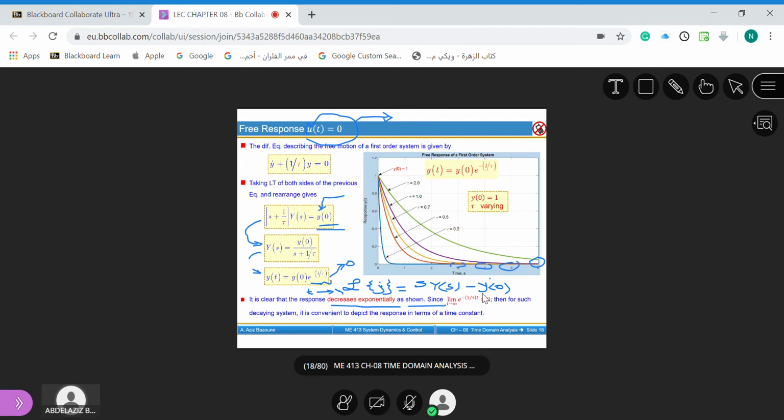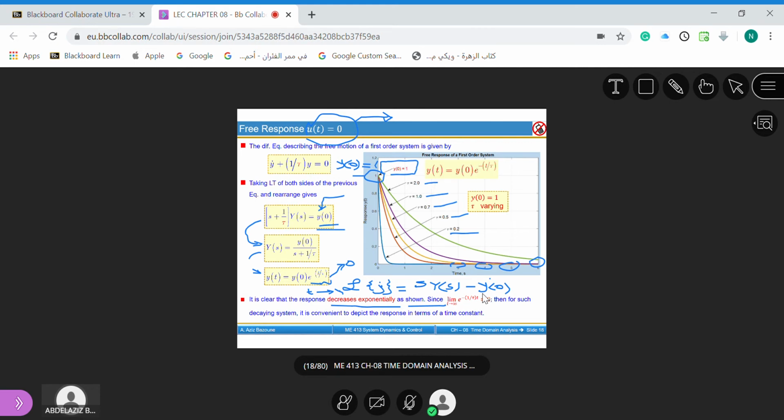Here, Shabab, we have changed the values of tau. We put the initial condition y0 equal to 1, so all the curves start from this point. Now we are varying the values of tau: tau is equal to 0.2, 0.5, 0.7, 1, 2, and so on.